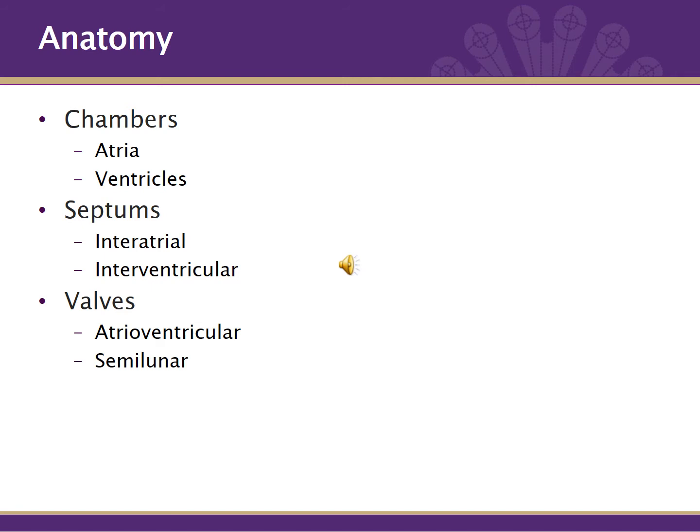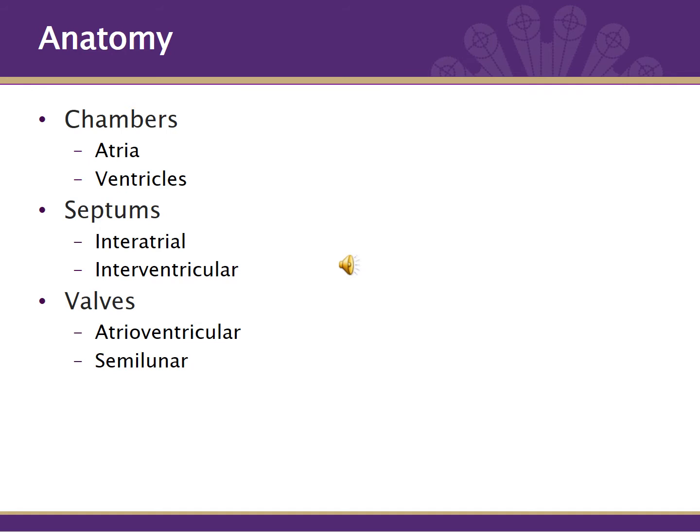There are 4 chambers in the heart, 2 atria, a right and left, and 2 ventricles, a right and left. The atria are the top chambers and receive blood when it returns to the heart. Ventricles are the bottom chambers and pump blood out of the heart to the lungs or the rest of the body. The chambers are separated by septa. The interatrial septum is a wall of muscle that separates the atria, and the interventricular septum is a wall of muscle that separates the ventricles.